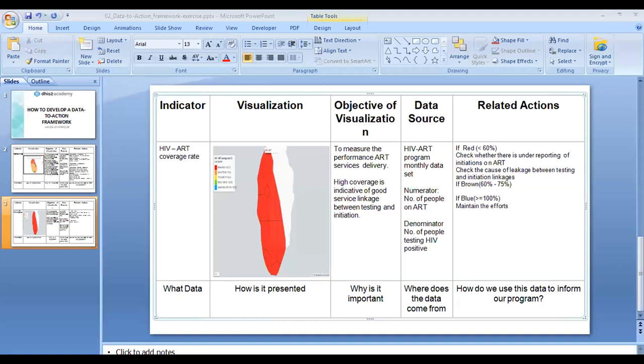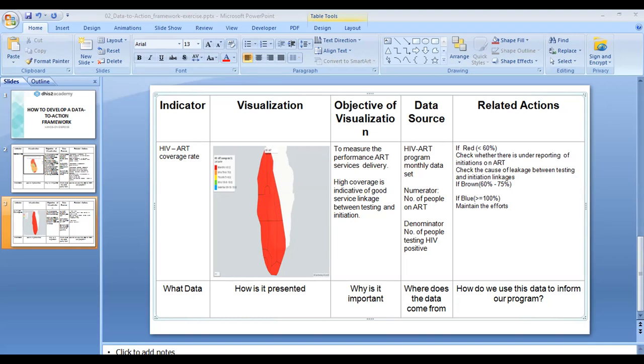Okay, so we had agreed to cover the HIV ART coverage rate for the whole of training length. I am sorry, but with the visualization, as you can see, we tried to make the picture fit in there, but you can barely make out what is being presented. But I will walk you through the whole presentation. Now, the objective of the visualization is to measure the performance of ART service delivery. So we figured a high coverage will be indicative of a good service linkage between testing and the actual initiation on ART. And our data source is the HIV ART program monthly data set.